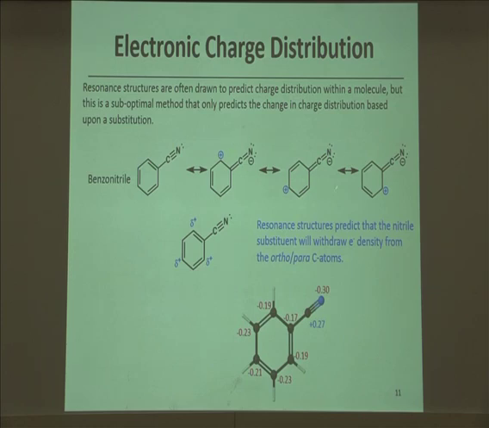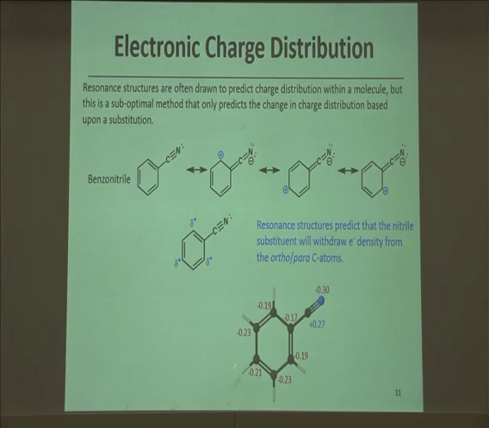If the cyano group is really drawing electron density off of that ring, we should expect to see that the positions that are ortho and para to that cyano group have a positive change in charge relative to the other positions. And indeed, that's what we see here. We see that the ortho positions both have charges of negative 0.19, which is more positive than the two meta positions here that have charges of negative 0.23.